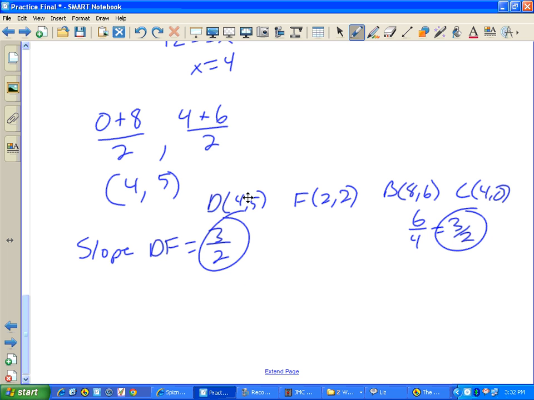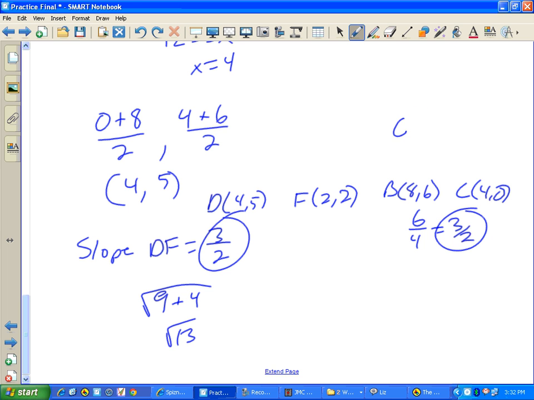So I'm going to find the length of DF with my distance formula. So 5 minus 2 is 3. 3 squared is 9. 4 minus 2 is 2. 2 squared is 4. Add those together and square root them. I'll get the square root of 13. Do the distance formula here, and I should get twice as much. I should get 2 square roots of 13.